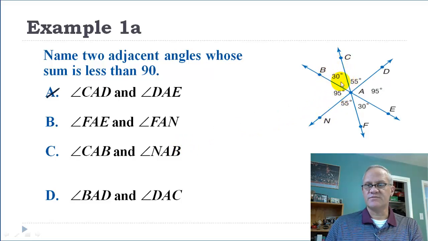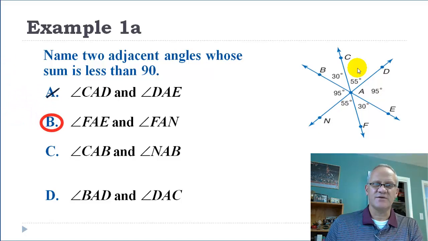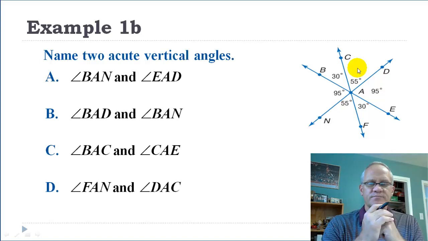again, that's these two. They're adjacent, but 30 and 95, nope, that's above 90. And finally, BAD, it's this one right here, and DAC, well, they overlap, so they're not even adjacent angles, so that's not it. So we think it's B, right? All right, let's see what the bouncing magical red circle says. Ah, okay, there it is, it's B. B is correct.